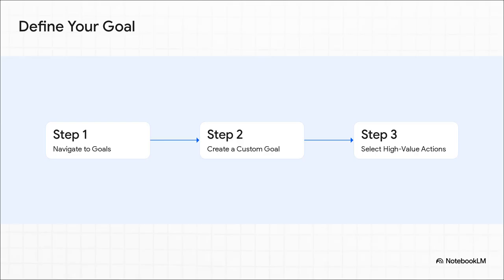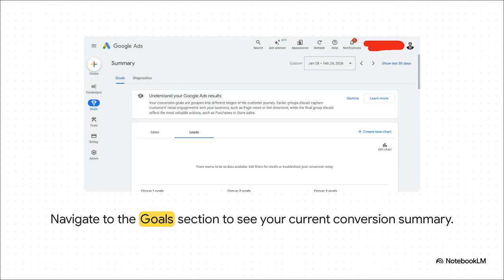And we're going to do this with a simple 3-part process, right inside the Google Ads platform. First, we'll head over to Goals. Then, we'll create a brand new custom goal. And finally, we'll pick out only the actions that actually mean something to your bottom line. Okay, so your starting point is going to be the goals section right inside your account. You can kind of think of this as the brain of your whole campaign's optimization. It's the place that shows you exactly what actions Google is currently trying to get more of for you.